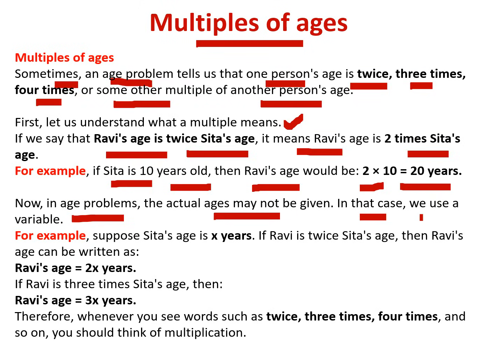In that case, we use a variable. For example, suppose Sita's age is x years. If Ravi is twice Sita's age, then Ravi's age can be written as 2 times x years. If Ravi is 3 times Sita's age, then Ravi's age will be 3 times x years. Therefore, whenever you see words such as twice, 3 times, 4 times and so on, you should think of multiplication.